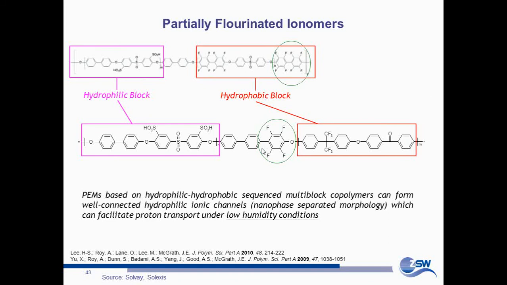The partially fluorinated ionomers do a little bit better, particularly in terms of stability. So fluorine substituents have been added at the, let's say, pathological parts of the polymer chain. These are basically multiblock copolymers. They are well connected with hydrophilic ionic channels, and they can form nanophase separated morphology, and can transport protons even under considerably lower humidity.